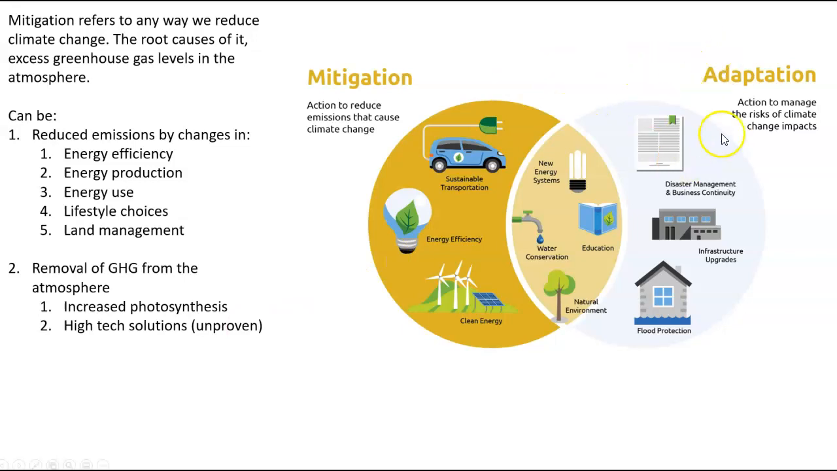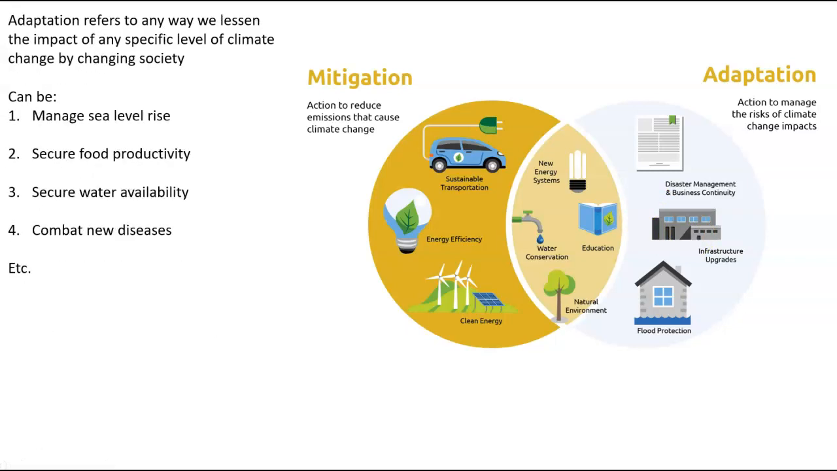And adaptation is actions to manage the damage, basically. If we assume a given level of climate change, how will we then cope with that, and how can we adapt our society so the damage from that level of climate change is not too crazy? So we need to manage sea level rise, we need to secure food productivity, secure water availability, combat new diseases, etc. We're going to get more into it later. So we're going to start at the mitigation end of this little circus.